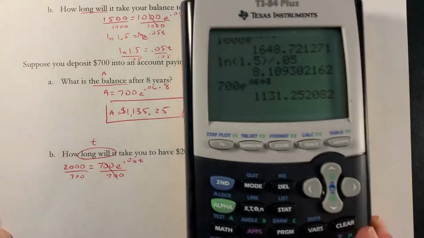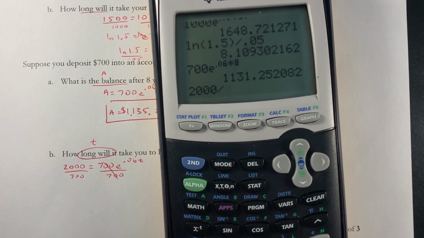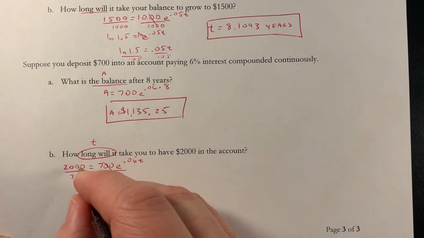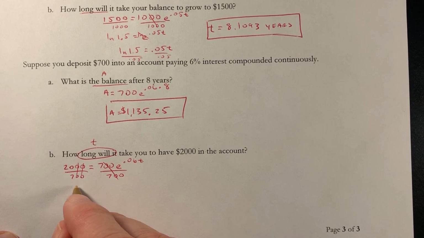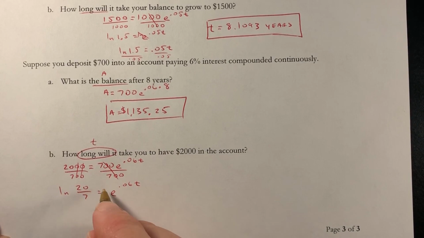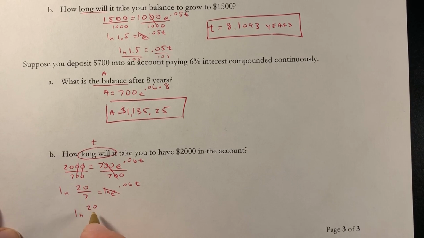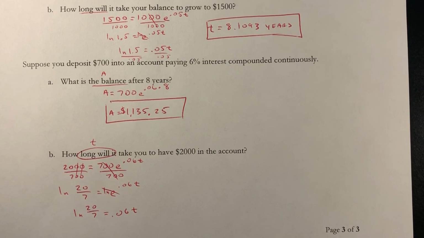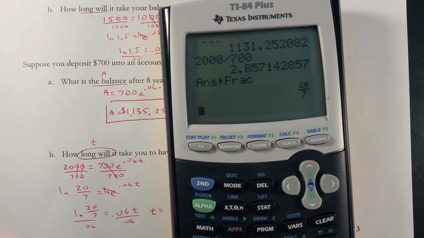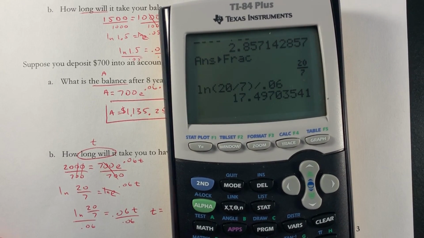Okay, this time let's leave it as a fraction. So we'll do 2,000 divided by 700, and then math, enter, 20 over 7. Or we could easily just have canceled out a couple zeros and get 20 over 7 that way. So 20 over 7 equals e to the 0.06 t power. Natural log both sides. So we get natural log 20 over 7 equals 0.06 times t. And then we'll divide by 0.06. So we get natural log 20 over 7 divided by 0.06. And we get 17.4970 years.